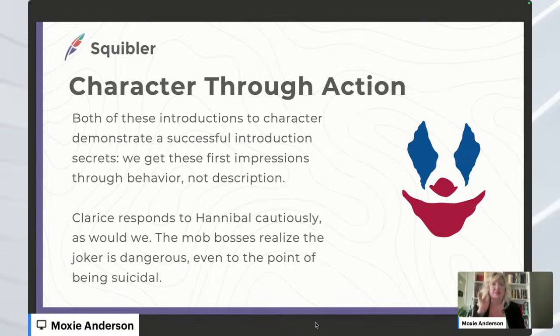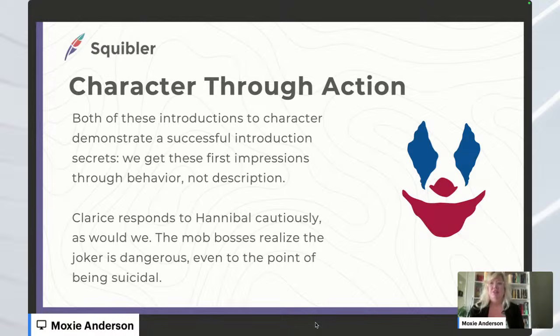Both of these introductions to character demonstrate a successful introduction through visual secrets. We get these first impressions through behavior, not description. Clarice responds to Hannibal cautiously, as would we. The mob bosses realize the Joker is dangerous, even to the point of being suicidal. And we do as well. We get that through the visual elements.